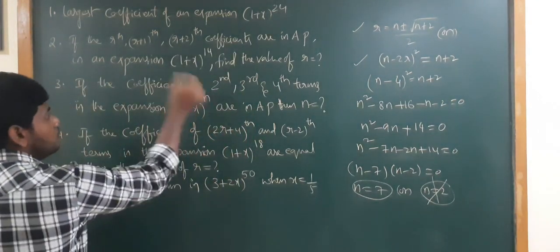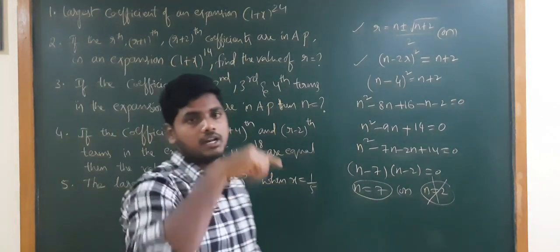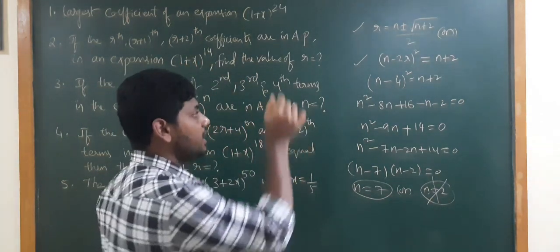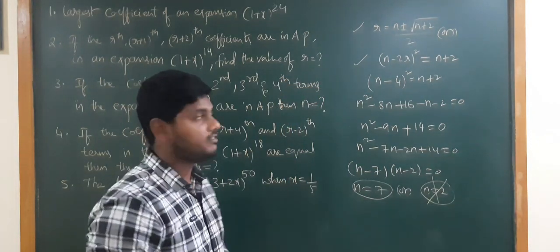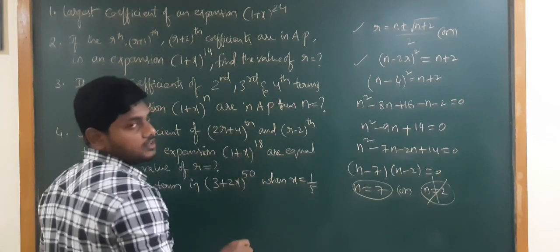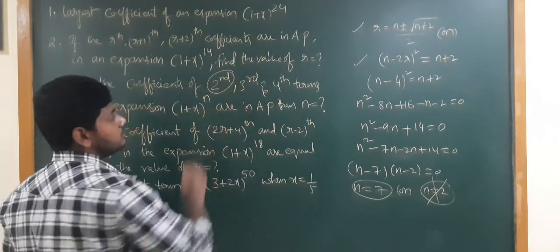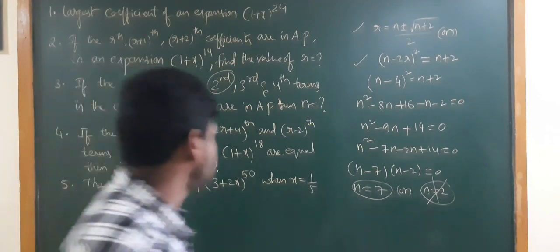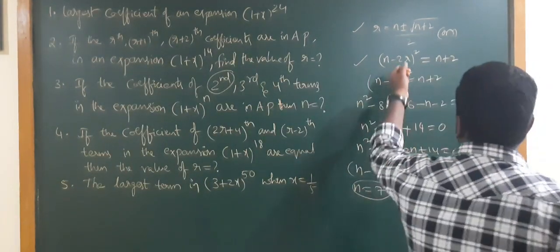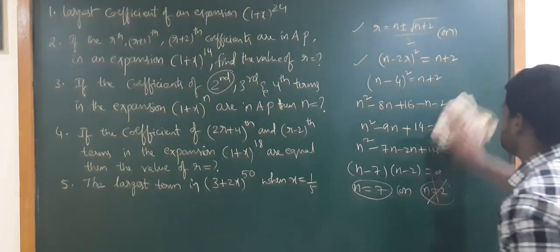Understand? If they give coefficients, like x power r minus 1, x power r, that value we need to consider as r. If they give terms, second, third and fourth term, we need to consider r as this value. Remember. Next, after substituting in this formula or that formula, you will get the n value.